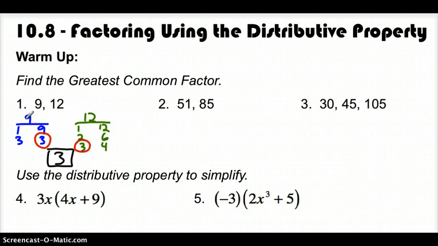So let's look at number 2. Okay, these numbers might be slightly different, right? So I have 51 and 85. So definitely more difficult here to find what the greatest common factor is. Okay, and so we'll take 51. Okay, and obviously you have 1 times 51, right? Again, that doesn't really help you to find the greatest common factor, but again, those are factors of 51.